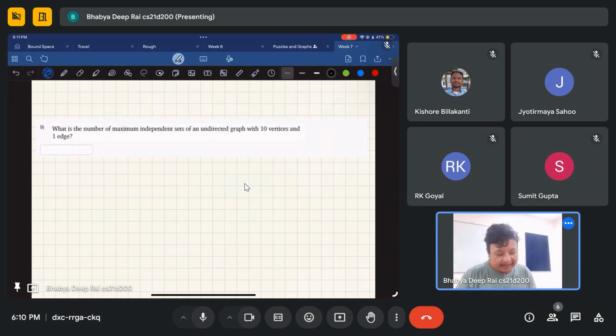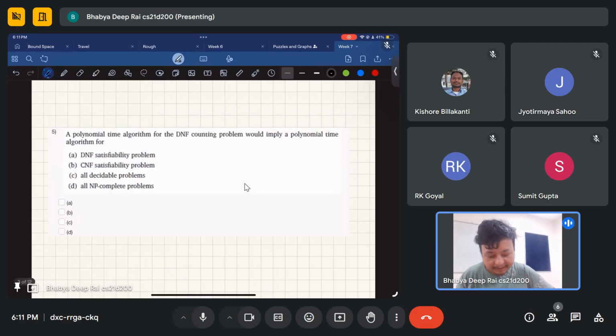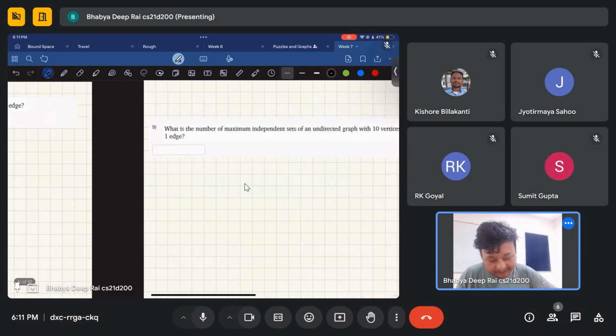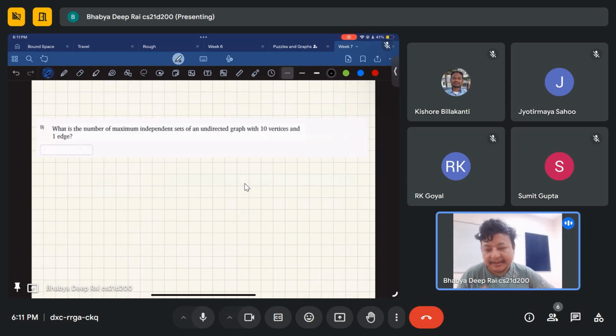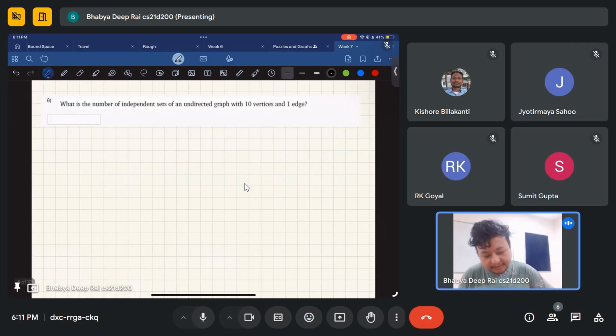I will not solve the first two questions for now because they depend on these completeness and hardness concepts. The last two questions, 8 and 9 in the previous Assignment 6, I will do and tell you the solution. So question 8 says: what is the number of independent sets of an undirected graph with 10 vertices and 1 edge?